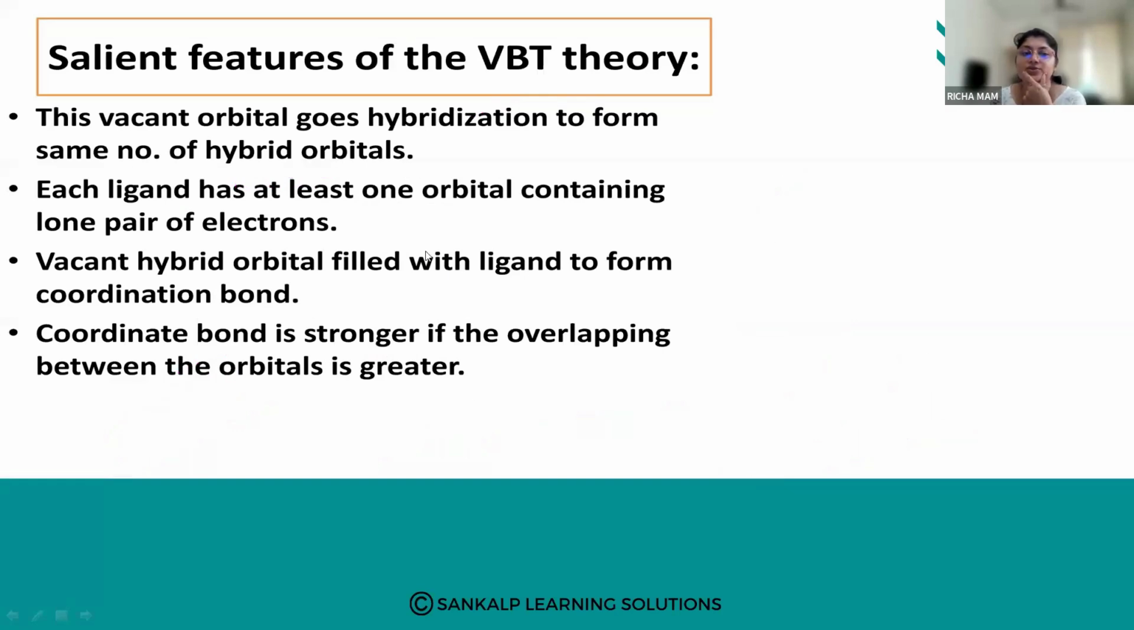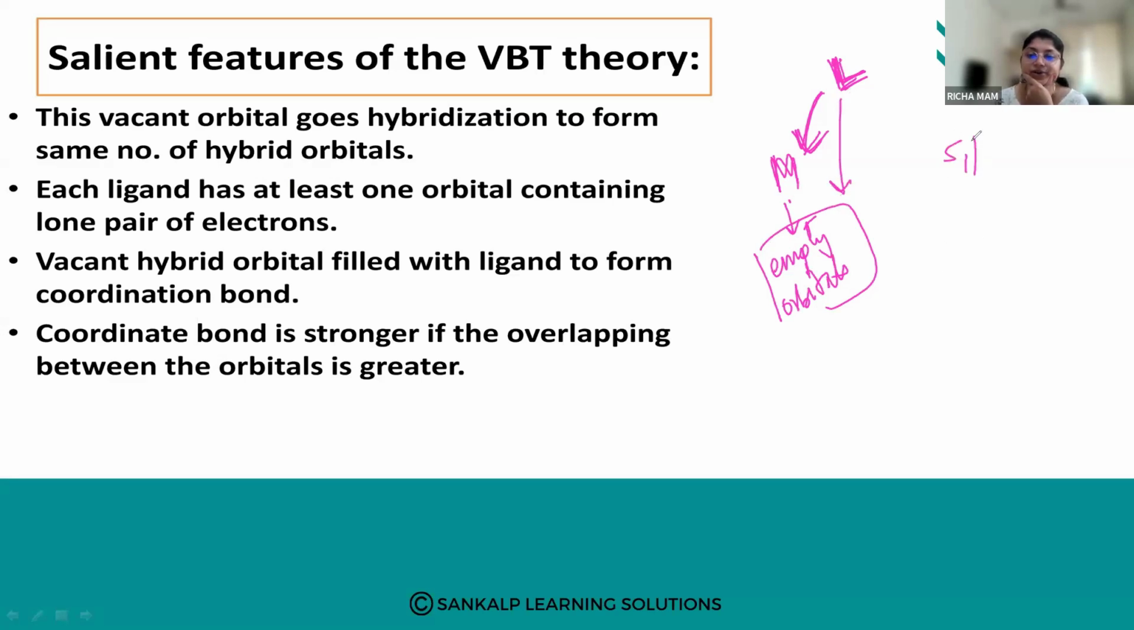When the metal ion comes under the influence of ligand, the metal provides the empty orbitals. Whatever empty orbitals are provided by the metal, they are used by the ligands. Just now I told you, S, P, D and F. These empty orbitals are used for hybridization. Hybridization means it gives you a new set of orbitals.